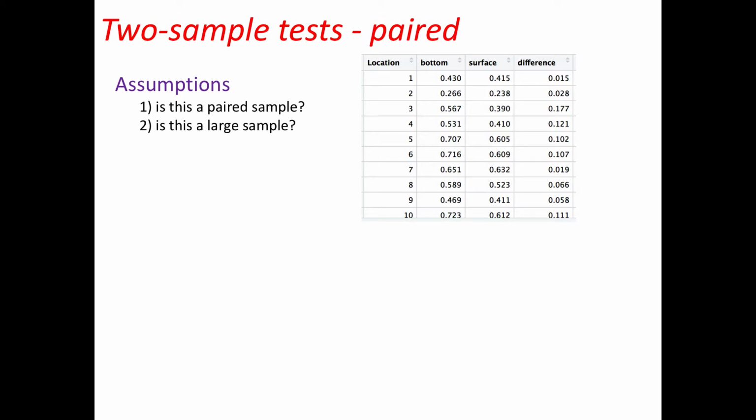So since the sample size is not large enough, it's less than 30, we need to check whether the differences follow a normal distribution, and we can do this in RStudio, as we have done previously. We can perform a normality probability plot. Again, we're looking at the difference column, not the individual bottom or surface in this case.